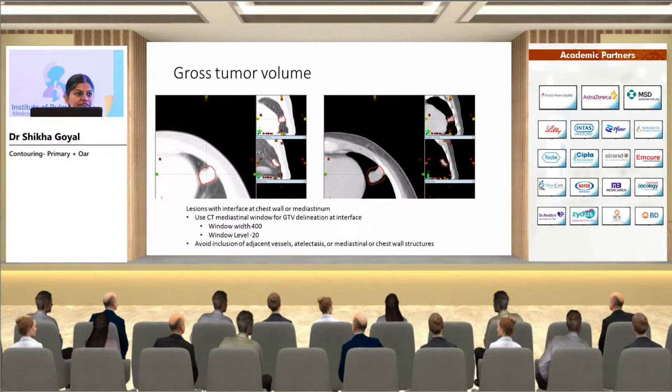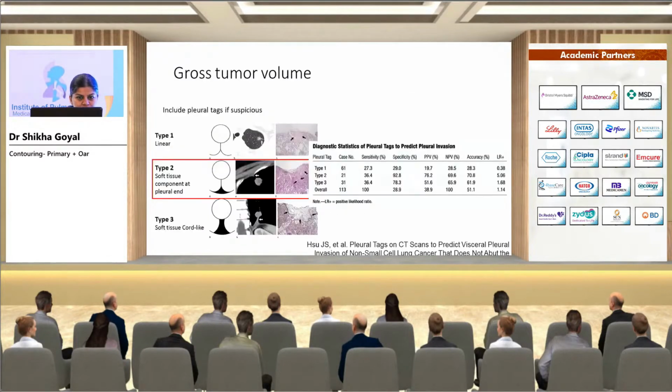And lesions which have an interface with the mediastinum or the chest wall, typically a mediastinal window is used to correct the GTV in that area with a window width of 400 and a window level of -20. We can also see that when we compare the lung window and the mediastinal window, we will look at the discrepancy in the volumes. So the volume within the lung parenchyma should correspond with the lung window. The volume at the interfaces should correspond with the mediastinal window. And one should avoid inclusion of any adjacent vessels, atelectasis, or mediastinal or chest wall structures.